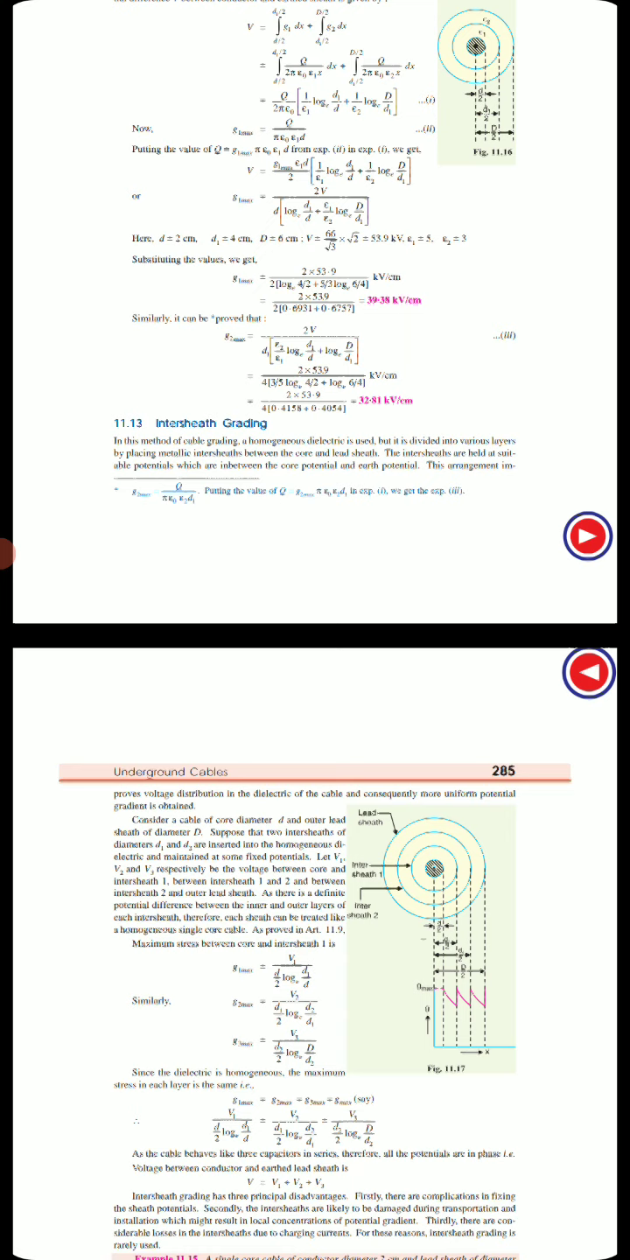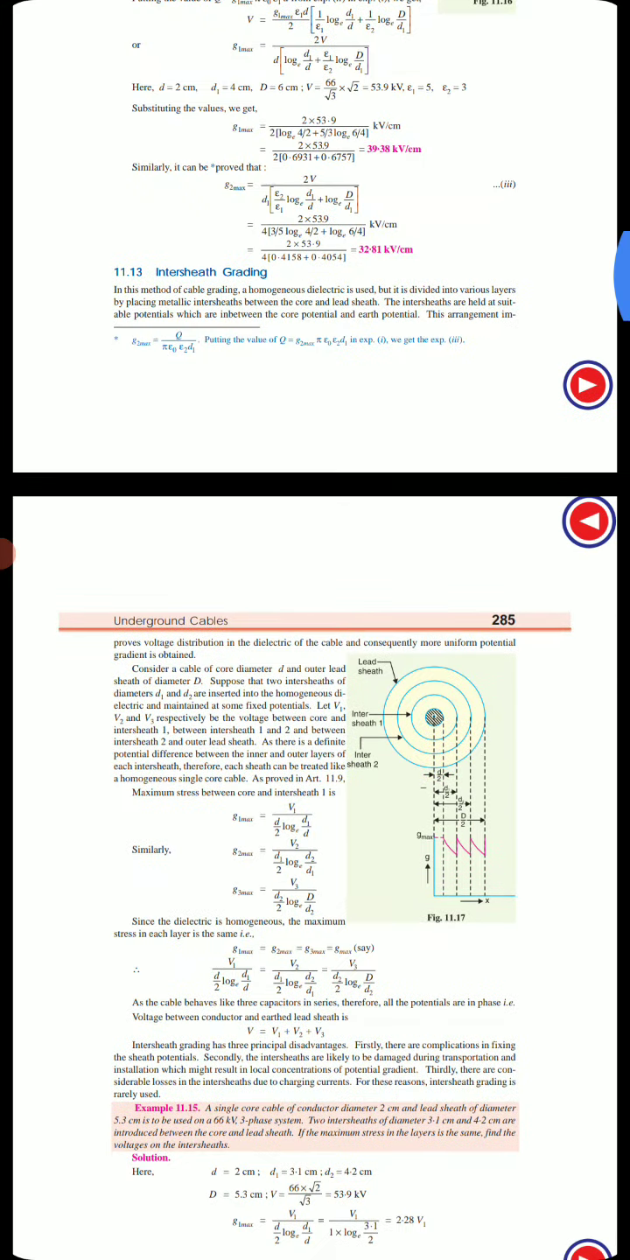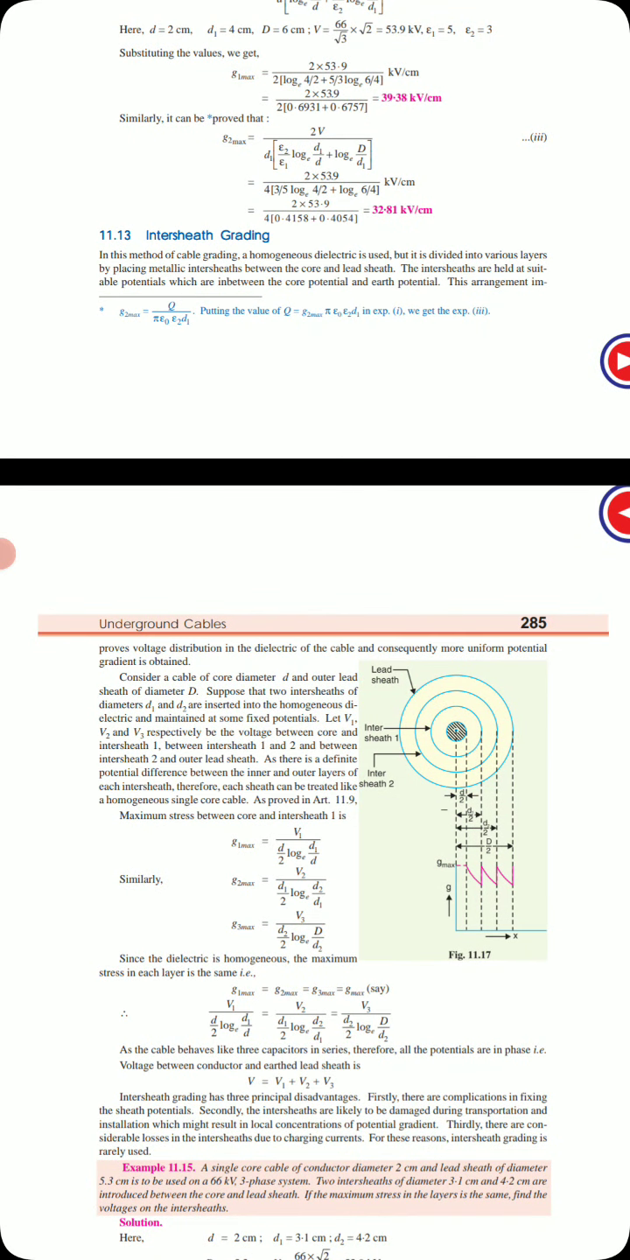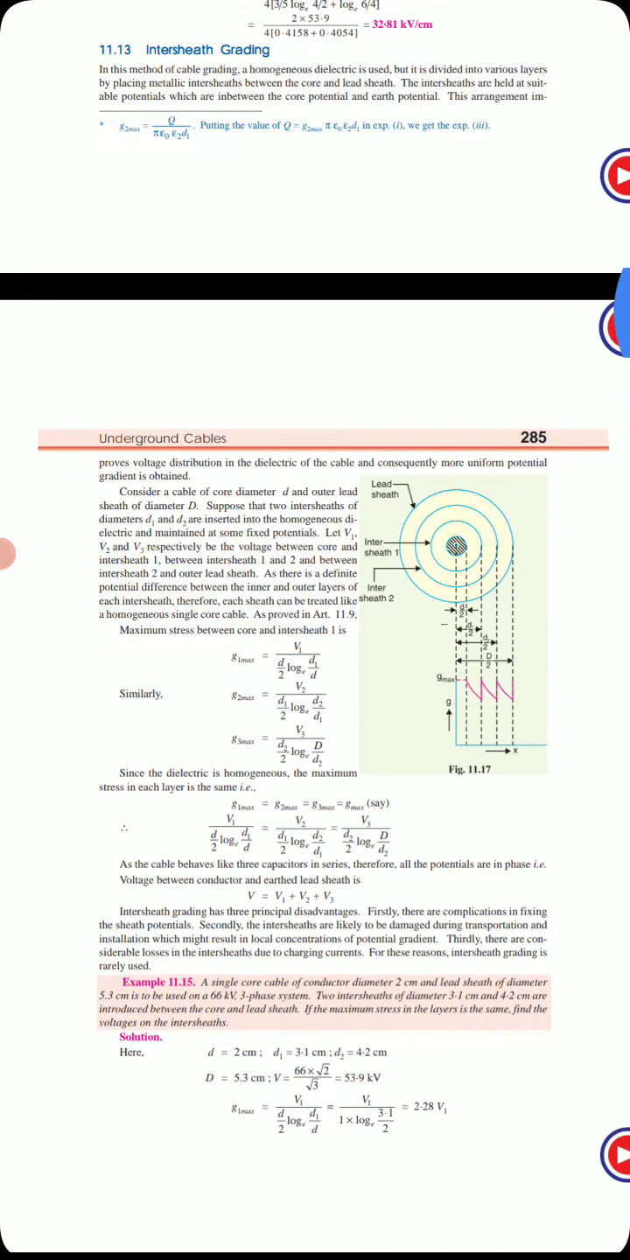In the previous class, we have seen the capacitance grading of the cable. Now we will see the intersheath grading. In this method of cable grading, a homogeneous dielectric is used, but it is divided into various layers by placing metallic intersheaths between the core and lead sheath. The intersheaths are held at suitable potentials which are in between the core potential and the earth potential. This arrangement improves the voltage distribution in the dielectric of the cable and consequently a more uniform potential gradient is obtained.